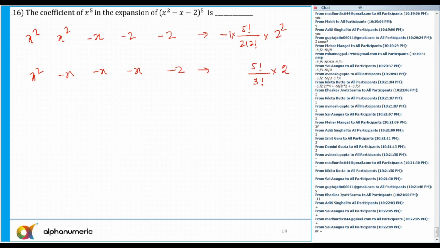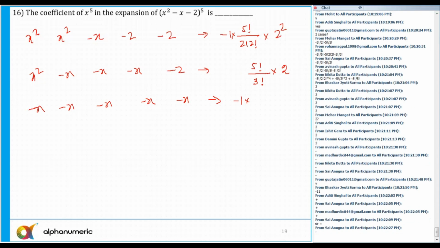And in the last case, that is minus x, minus x, minus x, minus x and minus x. So the product is definitely negative, minus 1 into how much? Factorial 5 by factorial 5 and into 1 raised to power 5. That is basically 1. So just add all of them, the answer will be equal to minus 81. This is the answer. Any doubts to anyone now?